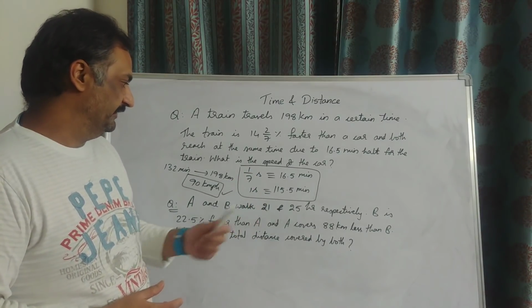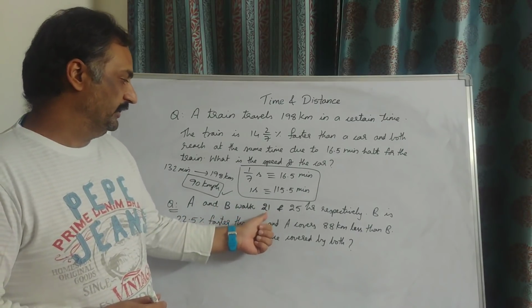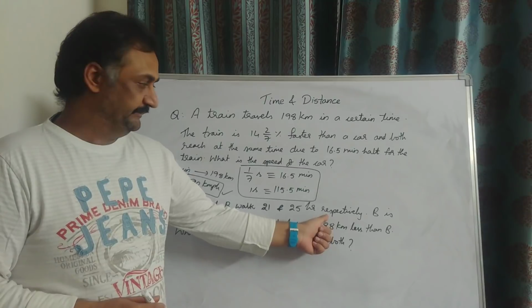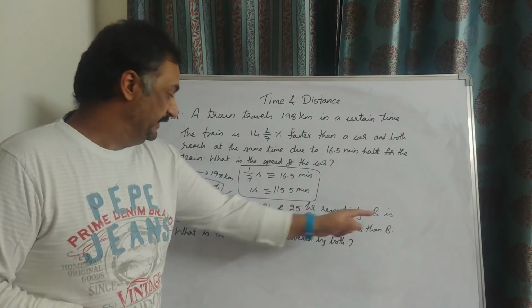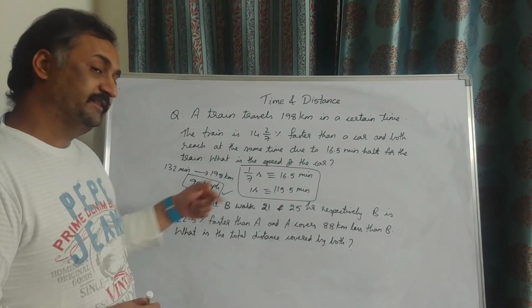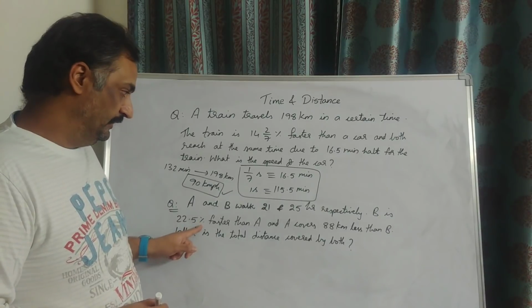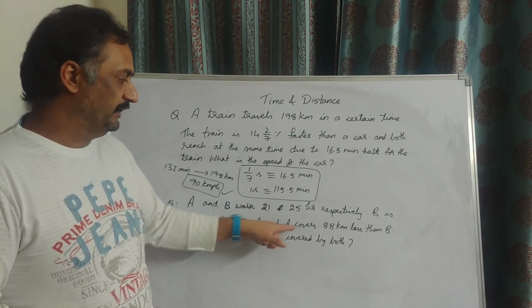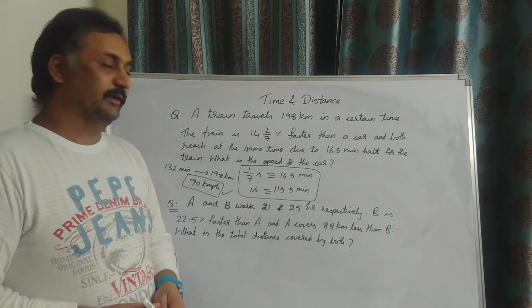Now let us see what the next question is. A and B walk for 21 and 25 hours respectively. So A walks for 21 hours, B walks for 25 hours, and B is 22.5% faster than A. So B is walking for more time, also he is faster. In this process, if A covers 88 kilometers less than B, then what's the total distance covered by both of them?